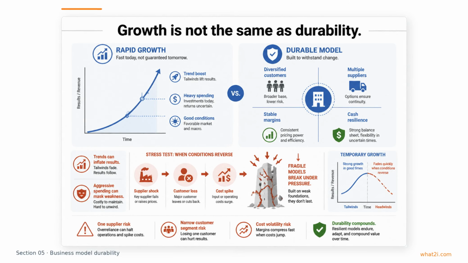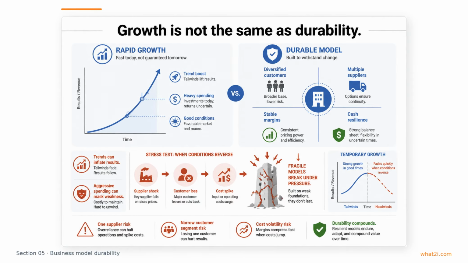Growth and durability are related, but they are not the same thing. A company can grow quickly because a trend is favorable, because marketing spending is unusually aggressive, or because temporary conditions are making demand easy to capture. Those factors can create impressive reported numbers while hiding a weak underlying model.